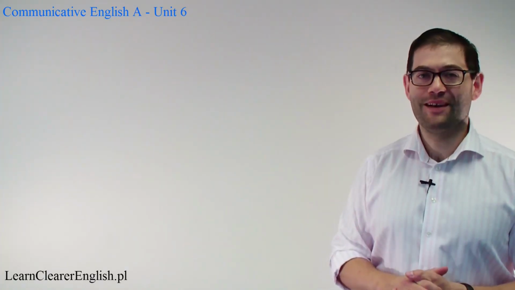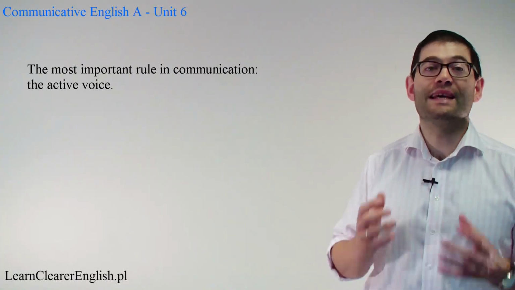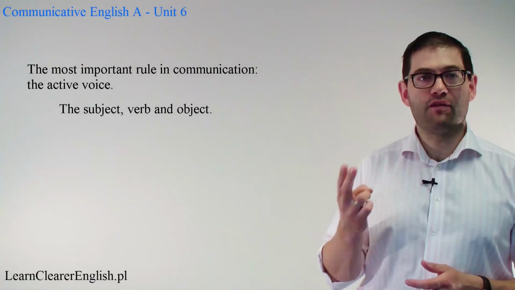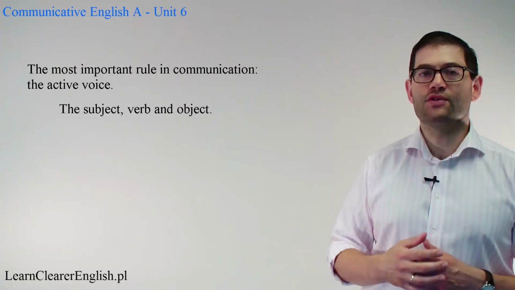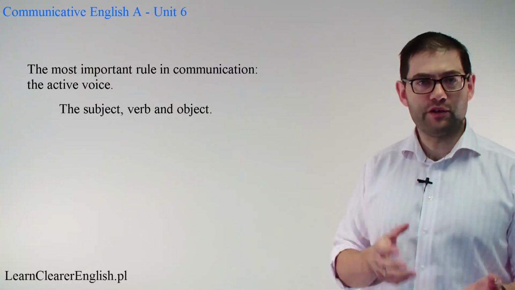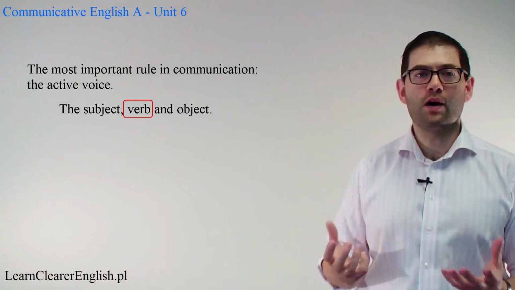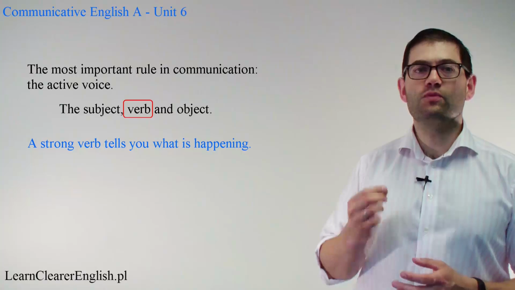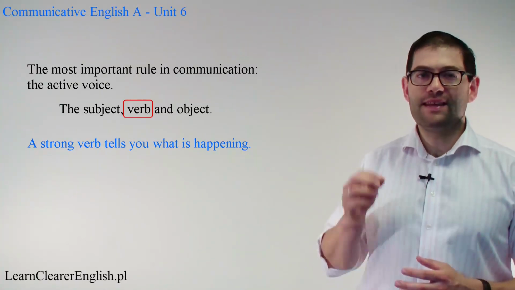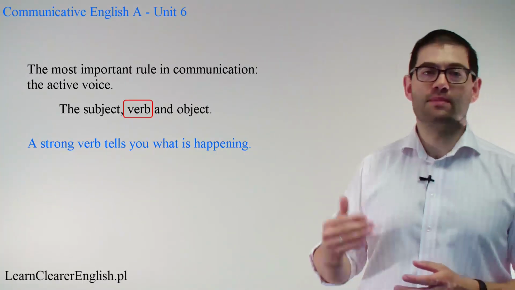Let me explain. If you think back to the first unit which covered the most important rule in communication, the active voice, you'll remember it's made up of 3 parts: the subject, verb and object. My question, which is the most important? The subject, verb or object? It's the verb. Why? A strong verb tells you what is happening, in other words, the action. In the case of the subject and object, these are nouns which are affected by the verb.